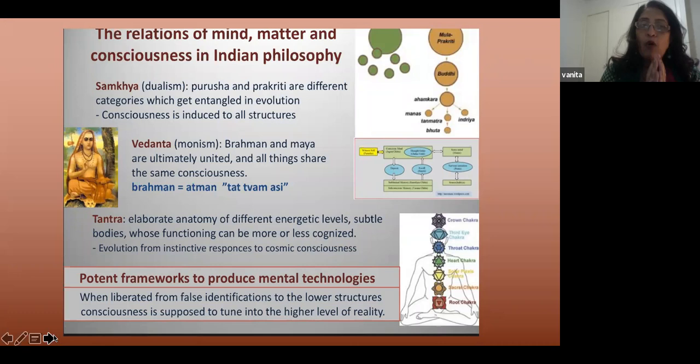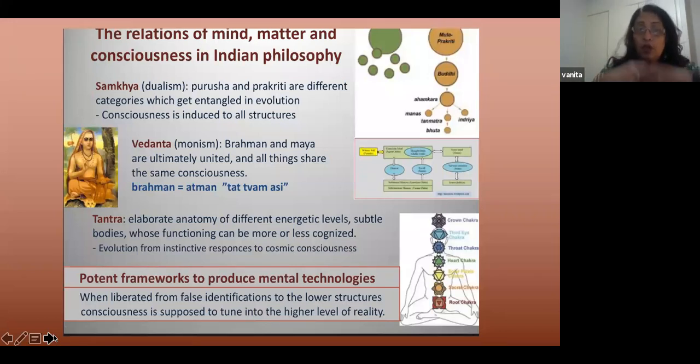So it's more to do with the energetic levels, and we talk about tantra, dualism and monism as potent frameworks to produce mental technologies. When liberated from the false identifications to the lower structures, consciousness is supposed to tune into the higher level of reality. The potent frameworks to produce mental technologies means we set up one framework and we develop these mental technologies.